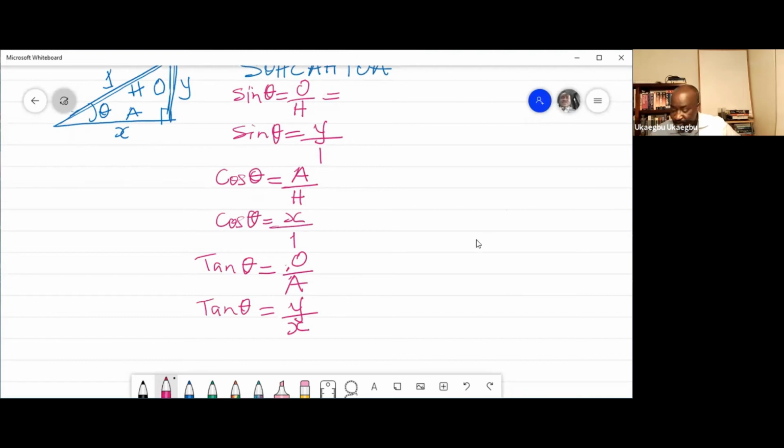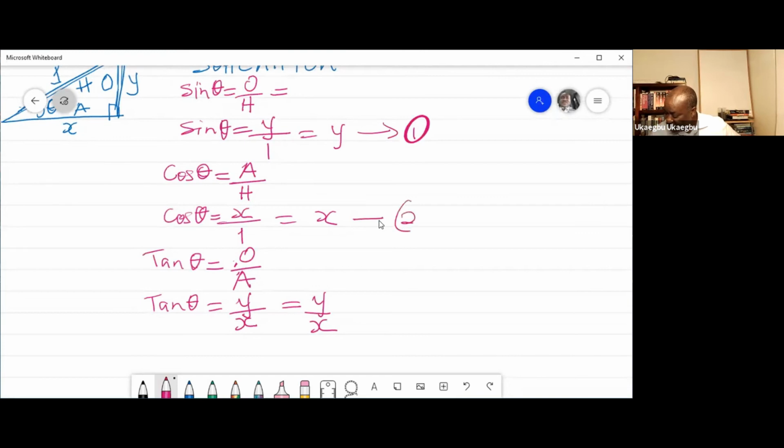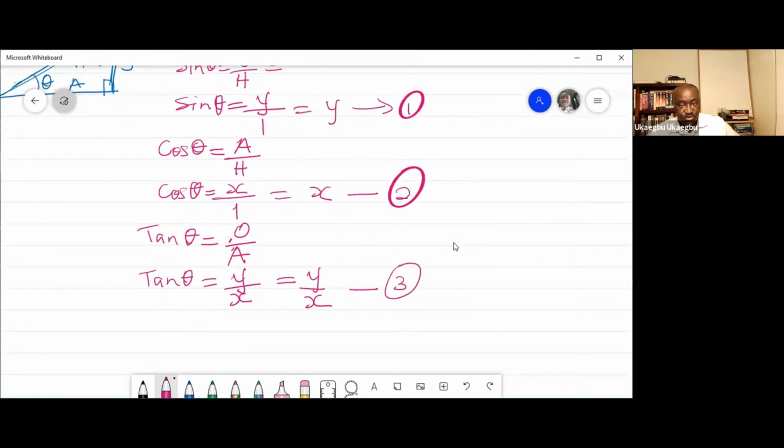So now we have 3 trigonometric ratios. Of course, any number over 1 is the same number. So this is equal to y, this one is equal to x, and this one is equal to y over x. Okay. So now look at this. You can call this one equation 1, this equation 2, and this equation 3. Equation 1 says that y is equal to sine theta. Equation 2 says that x is equal to cos theta.